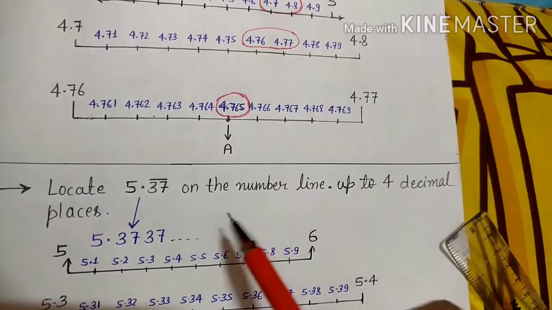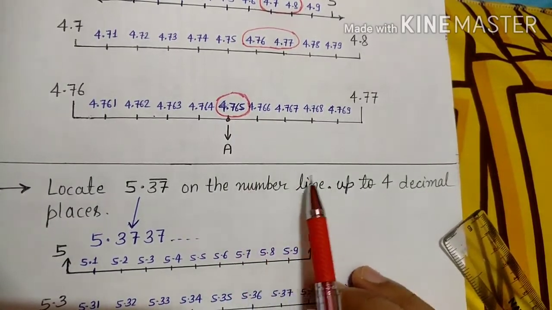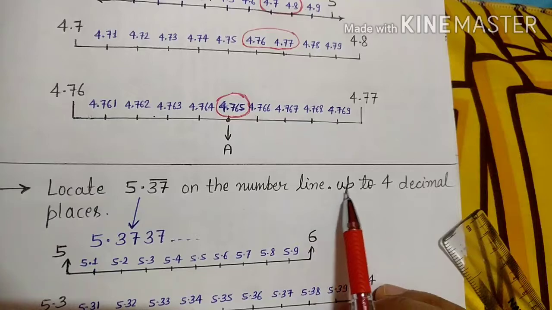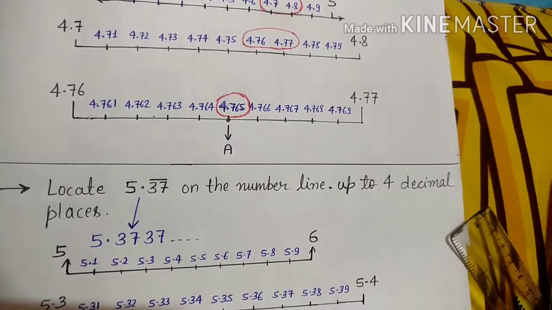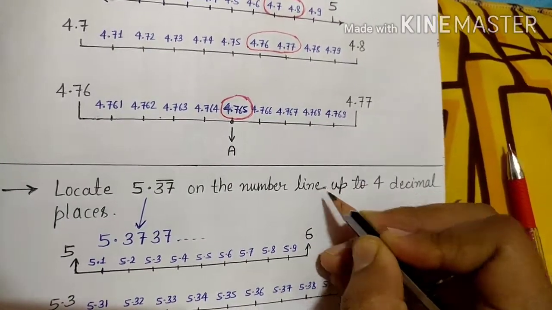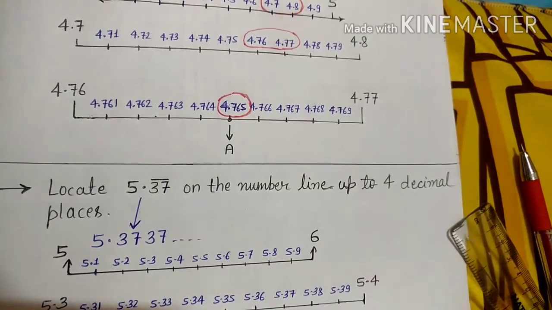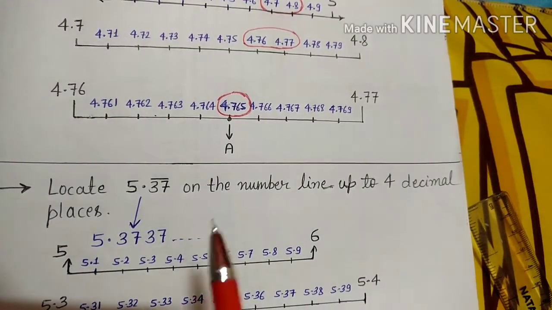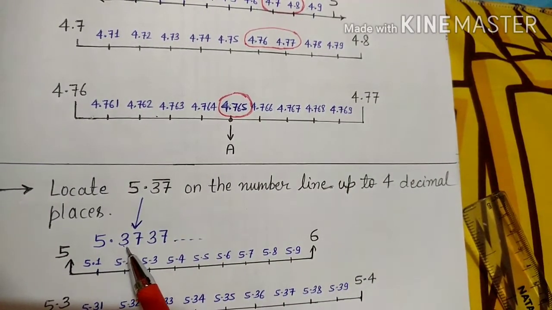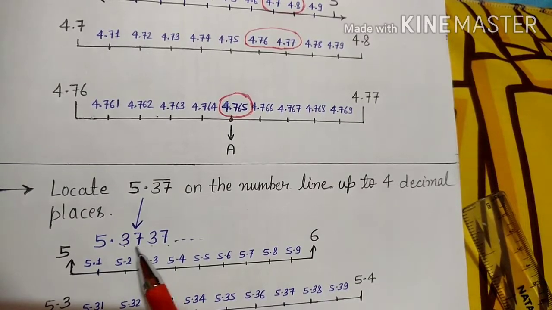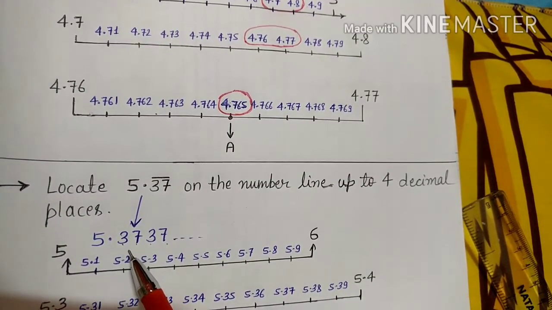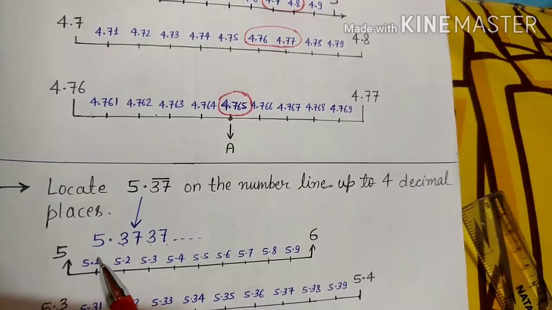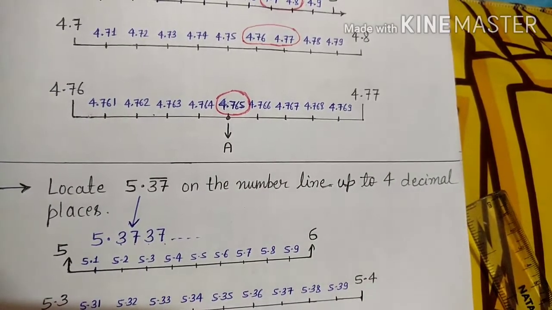Now how to represent this number on the number line? If you read the question, they are saying on the number line up to 4 decimal places. It means we have to take four places after the point, 1 2 3 4. These are the 4 decimal places. 4 digits we have to take after the decimal. So we have to represent 5.3737 on the number line.